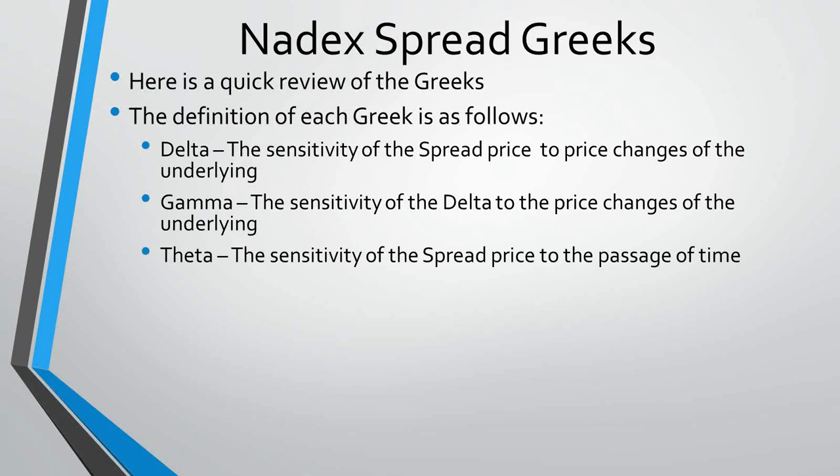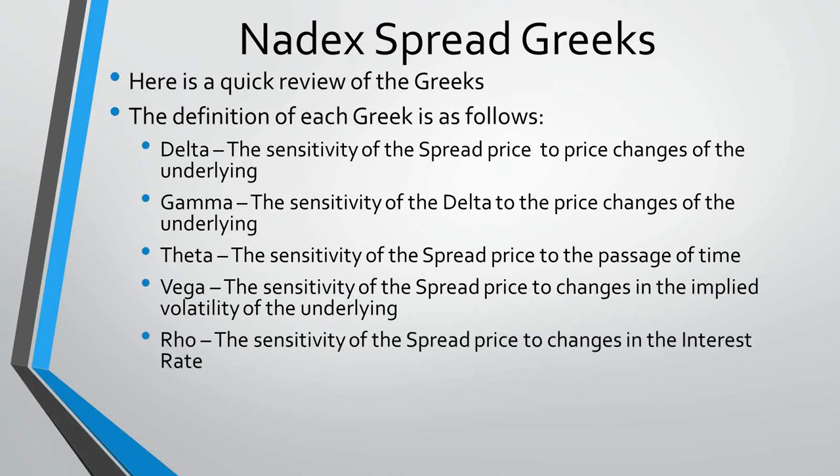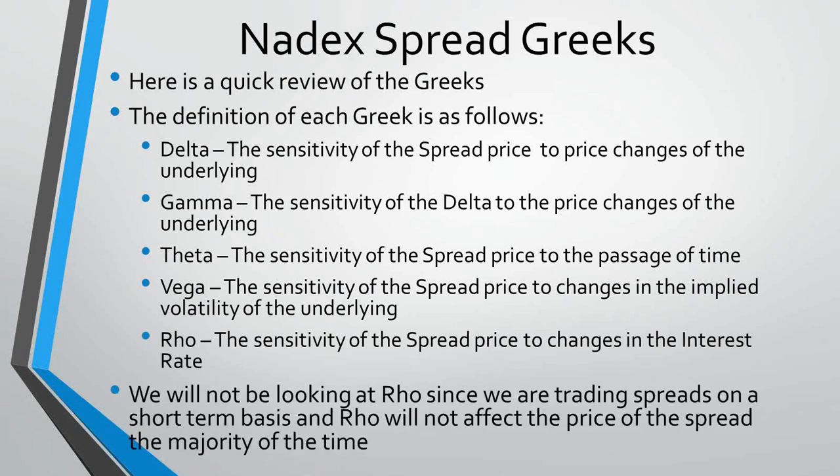Theta is the sensitivity of the spread price to the passage of time. Extremely important for short-term vehicles like the spreads. And Vega is the sensitivity of the spread price to the change in implied volatility of the underlying. There's another Greek, it's called Rho. It's the sensitivity of the spread price to the changes in the interest rate. We will not be looking at Rho, since Rho will not affect the price of the spread the majority of the time. Interest rates are not going to change so quickly and so often that you really have to understand what Rho is.